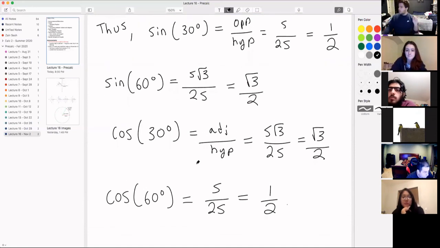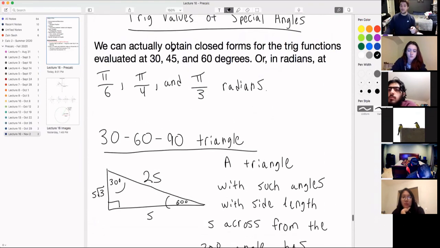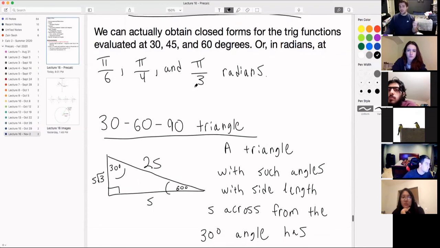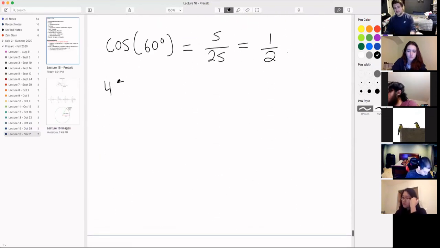Good. Okay, one last thing. I need to talk about 45 degrees. We can also get a nice form for 45 degrees. So let's do that. In this case, it's going to be the 45, 45, 90 triangle.